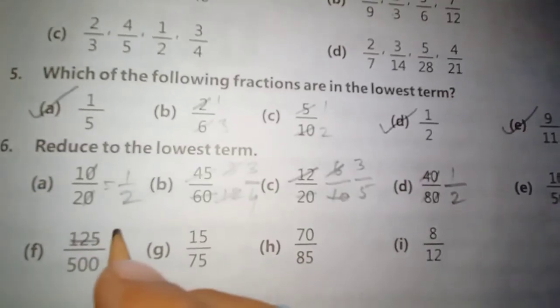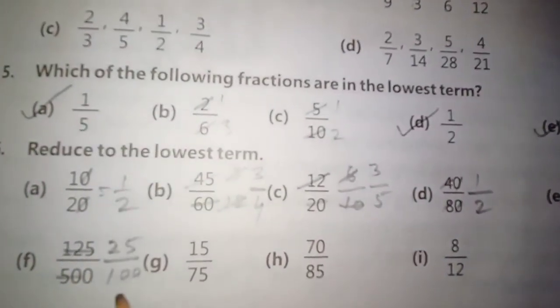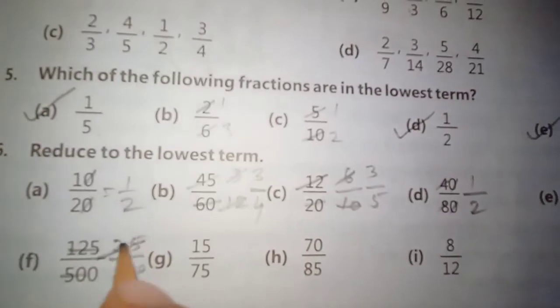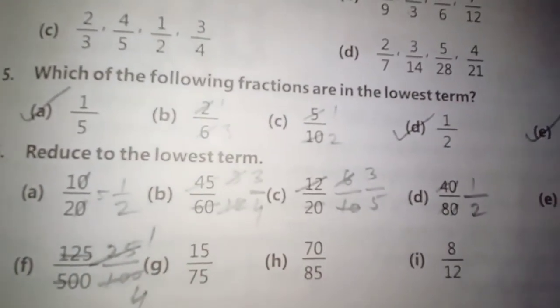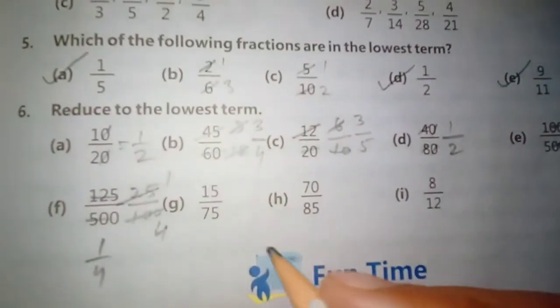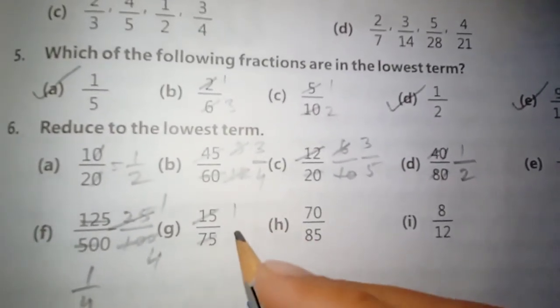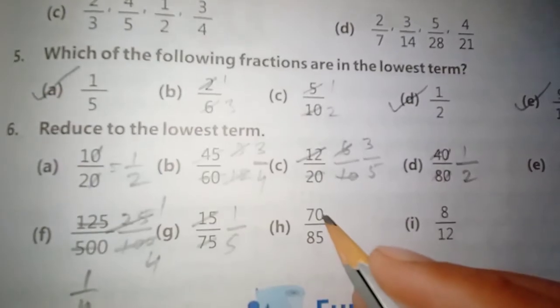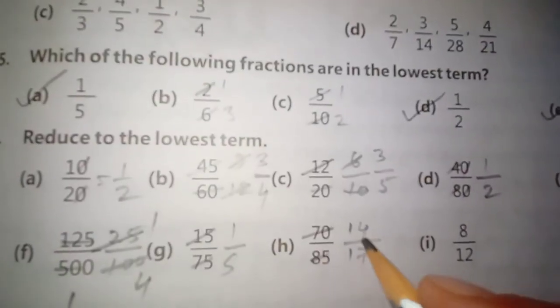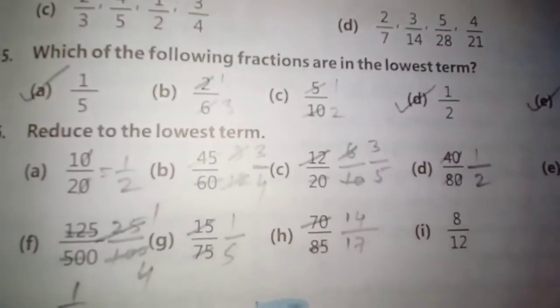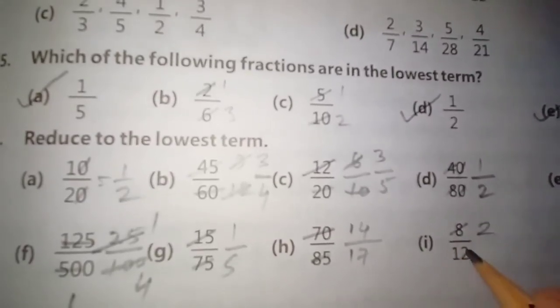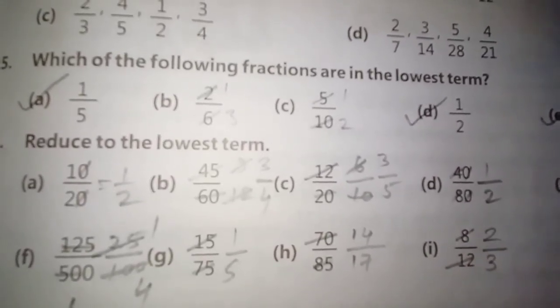Here first of all 25 by 100, then 25 1 ja, 25 4 ja, so the answer is 1 by 4. Here 15 1 ja, 15 5 ja, 1 by 5. Here 5 14 ja and 5 17 ja. Here 4 2 ja and 4 3 ja.